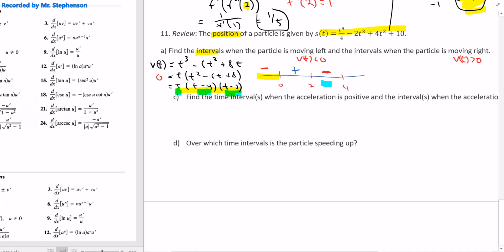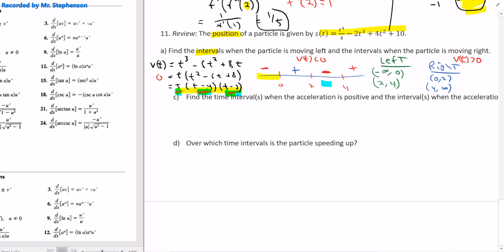All right, and after 4, you can see it's going to be positive, everything's going to be positive. Okay, so that's just to write the intervals. When it's moving left, the velocity is negative. So it's going to be negative infinity to 0, and then 2 to 4, right? Everywhere where the velocity is negative. And it's going to be moving right from 0 to 2, everywhere it's positive, and then 4 to infinity. All right, so that's part A.